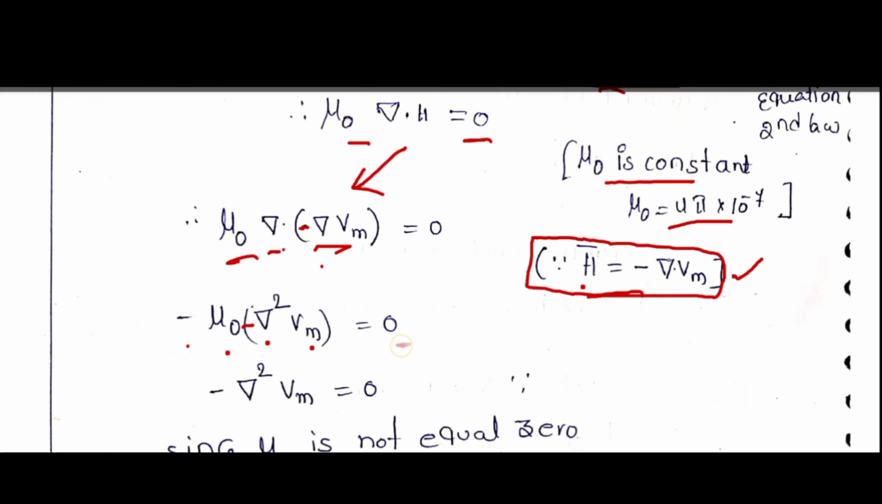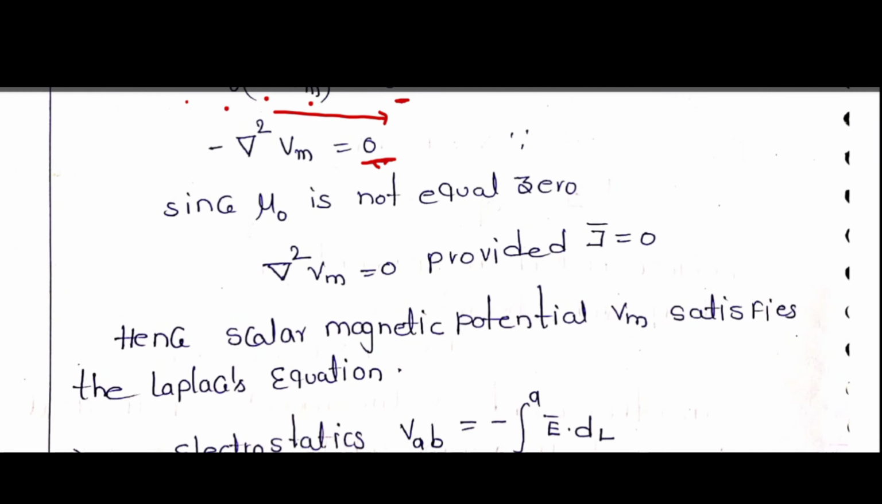If you send mu naught to the right hand side, that is del square Vm equal to 0. If you multiply mu naught with 0, anything with respect to multiplication with 0 is 0, but mu naught is not equal to 0. Del square Vm equal to 0.